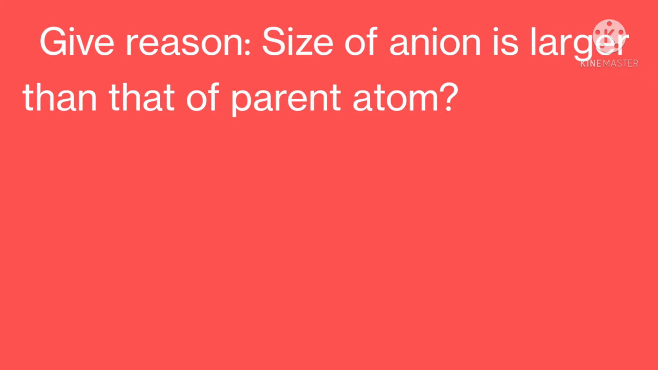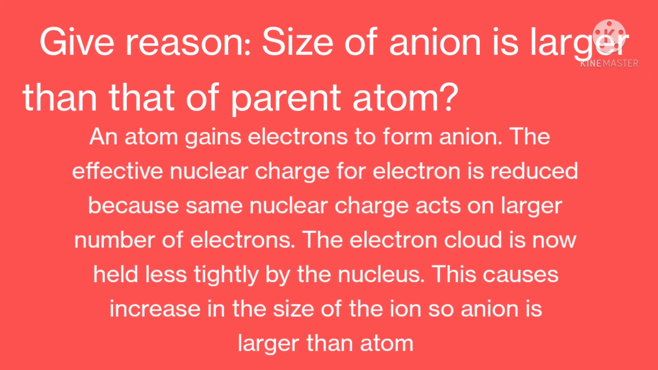Give reasons. Size of an ion is larger than that of parent atom. An atom gains electrons to form an ion. The effective nuclear charge for electron is reduced because same nuclear charge now acts on larger number of electrons.